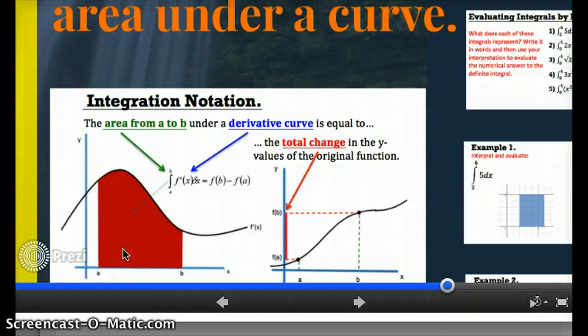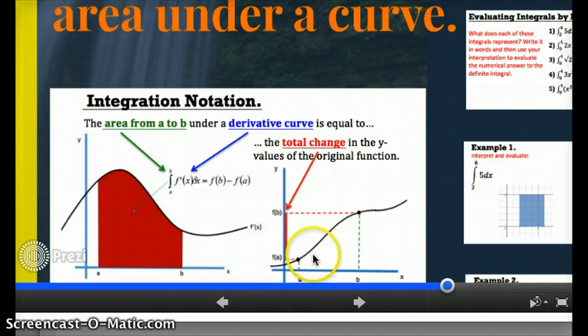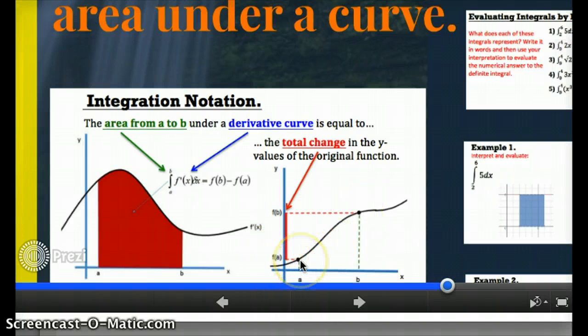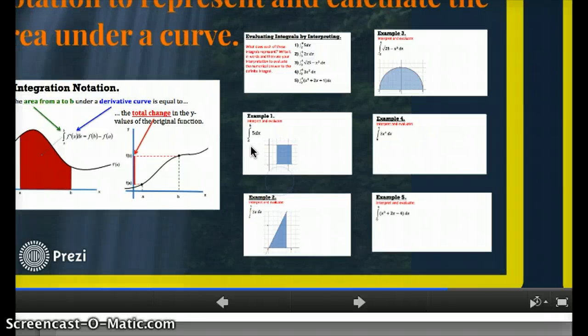And in class, we talked about how actually the area under a curve, if we think about the curve as being the derivative function, is related to the total change in the original function, as in the y value of the second point minus the y value of the first point. This was actually the first part of the fundamental theorem of calculus, which we'll come back to at the end of this unit.